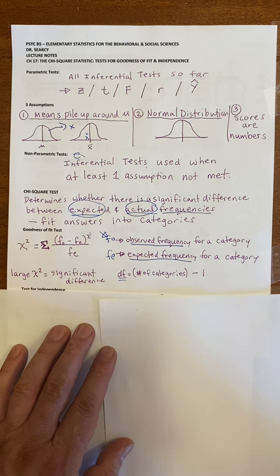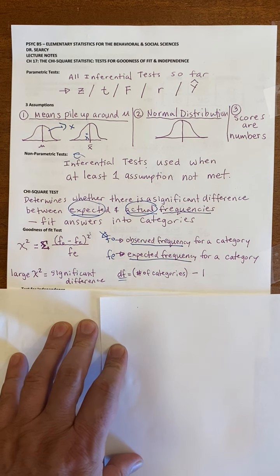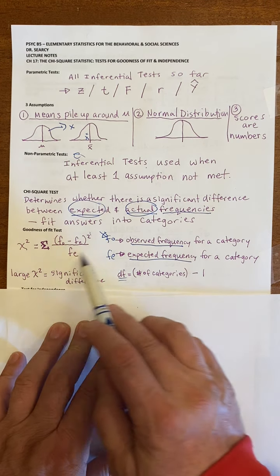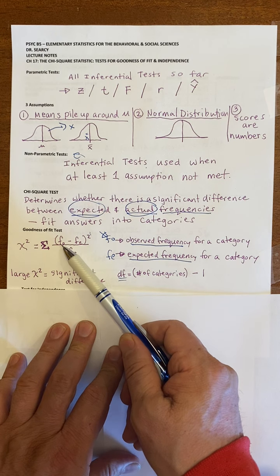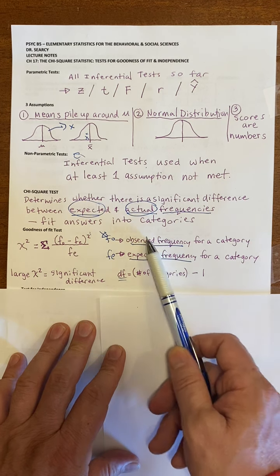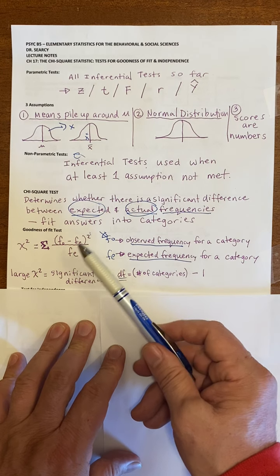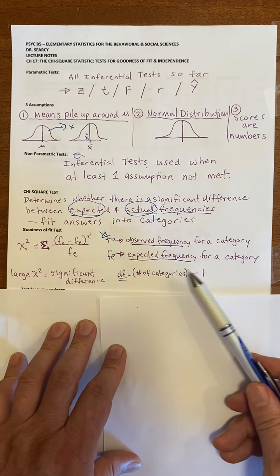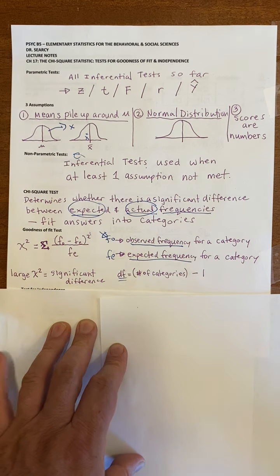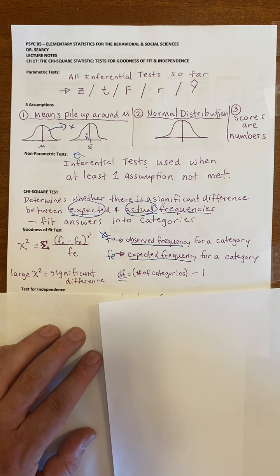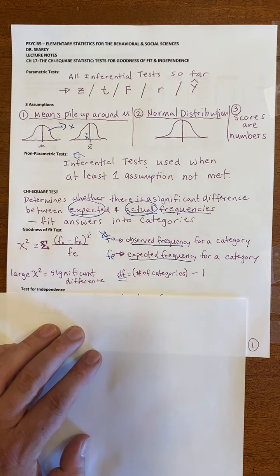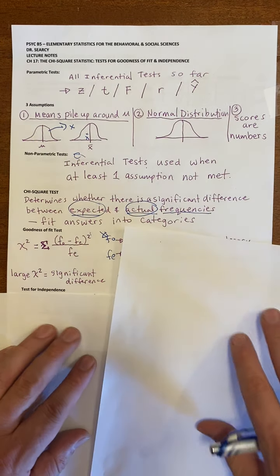Okay, so earlier I was saying that as far as the equation is concerned, we know the FO scores because those are the actual things that happened. We do not necessarily know the FE scores. We do not necessarily know what was expected to happen. So to help us figure that out, we also have a test for independence. This test for independence goes like this.